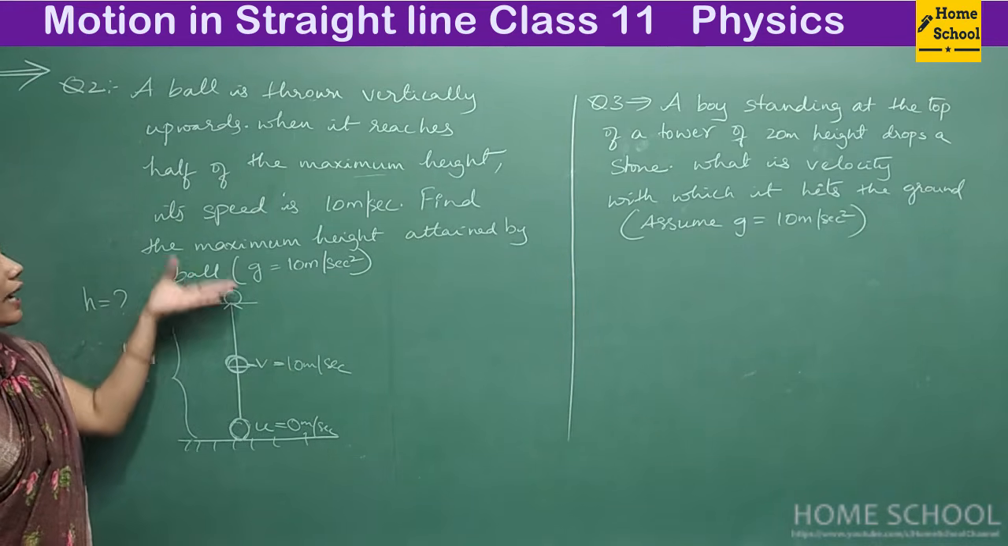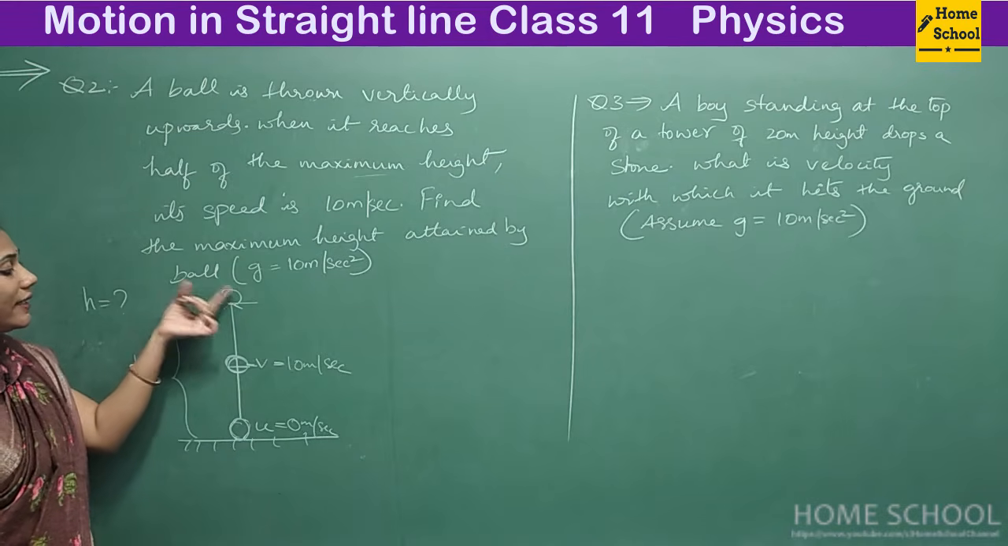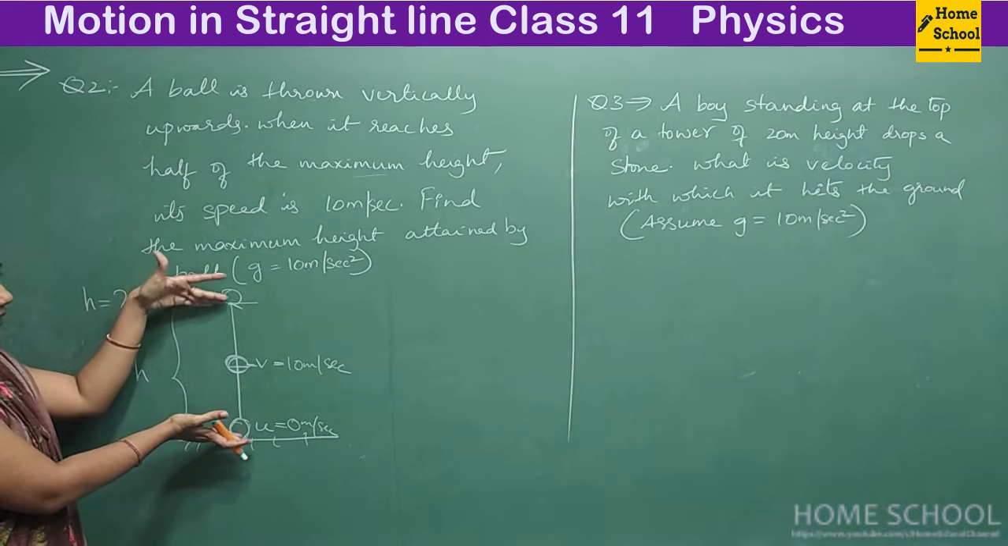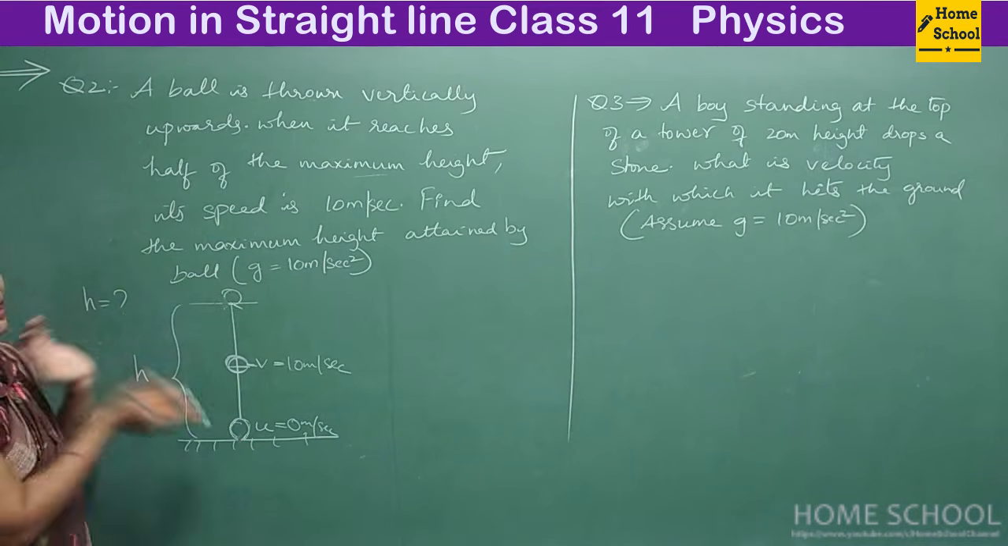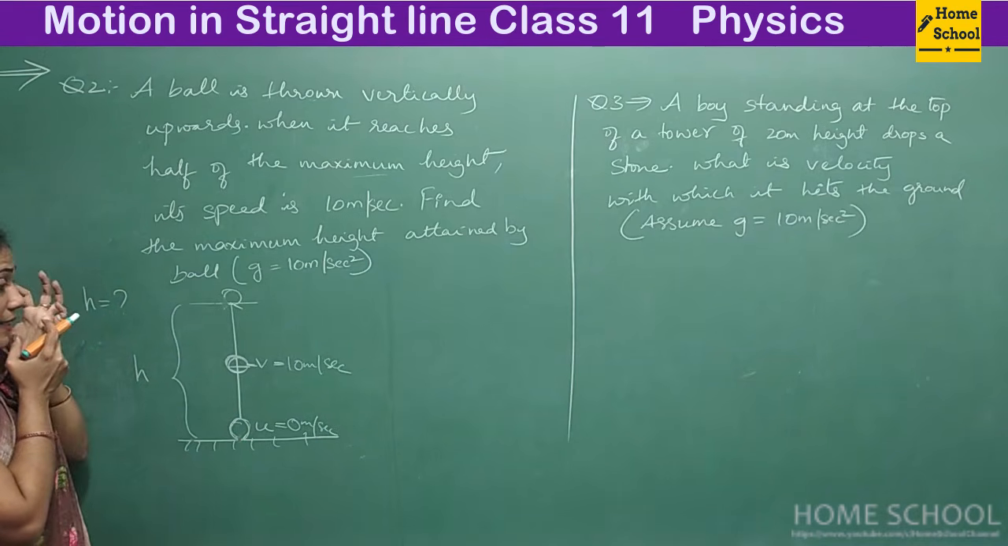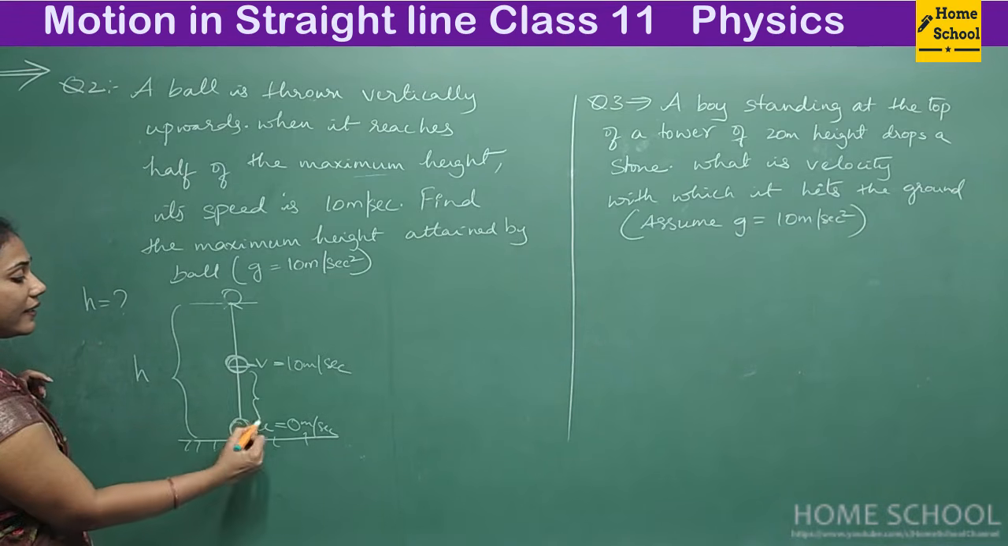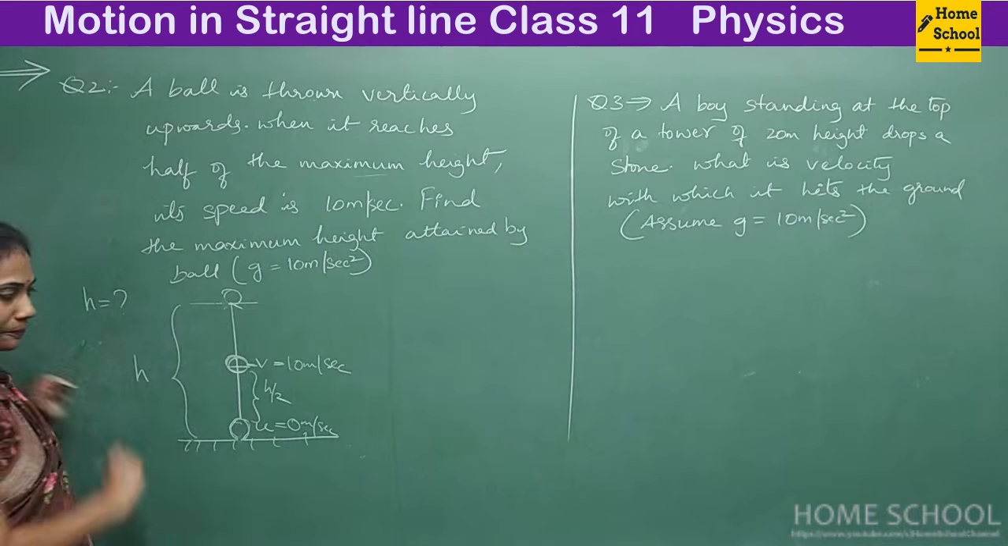But again it went up. So at this point it has reached, but they are asking for its displacement, actually height, which is nothing but the displacement from here to here. What is the displacement? Which is the formula? First you calculate this height. This height will be h by 2, no?